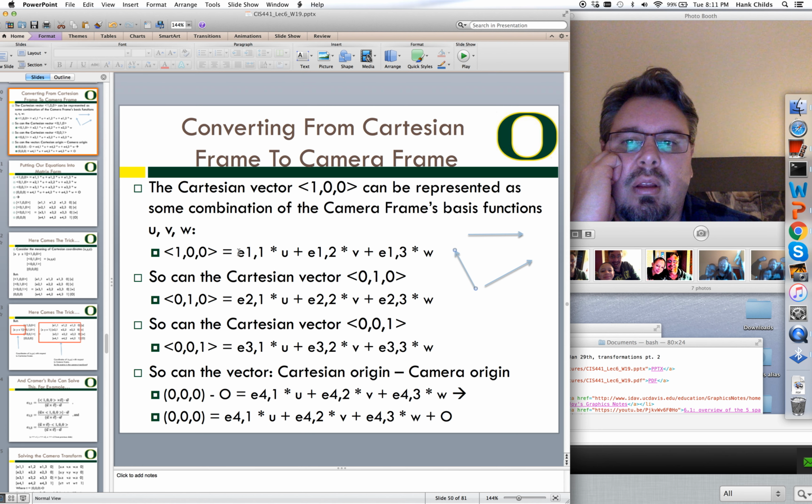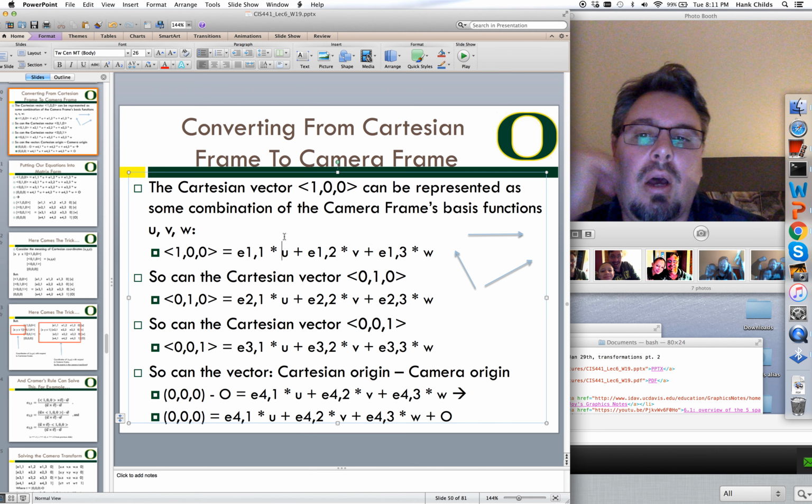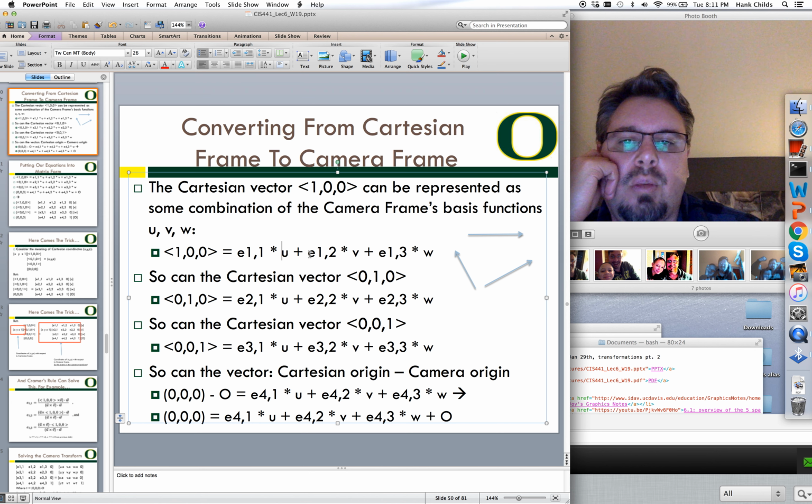What are the weights we place? What times u plus what times v plus what times w? Well, I don't know, so I'm just making up variables: e11, e12, e13. That's all that we're saying in this first statement, is that the x-axis in the Cartesian vector can be represented as some linear combination of the basis vectors in the camera frame.